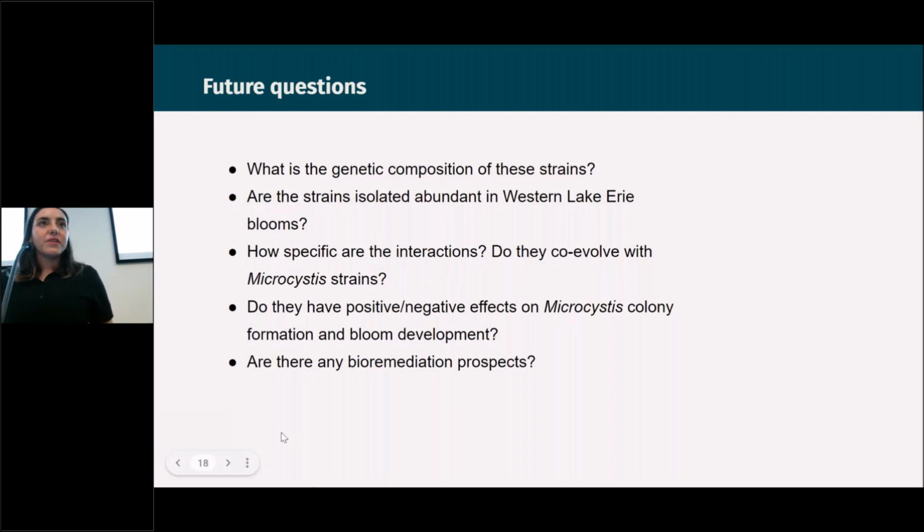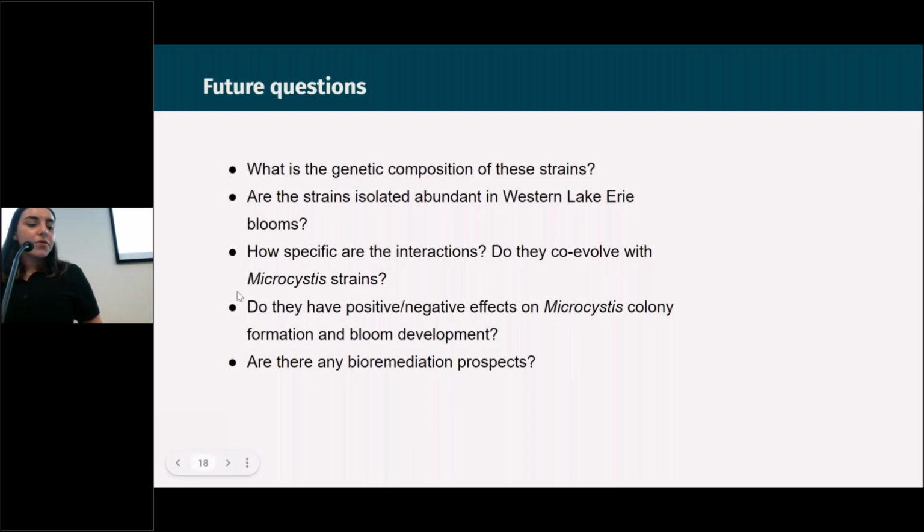And how specific are these interactions, and do they co-evolve? Because it's been shown that Roseobacter specifically has a relationship of co-evolving with Microcystis, at least in other lakes and in other strains of Microcystis around the world. So seeing that within the Great Lakes would be pretty interesting.